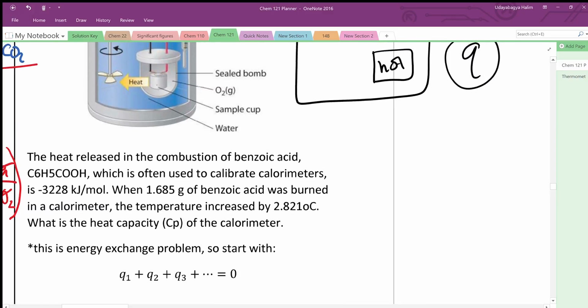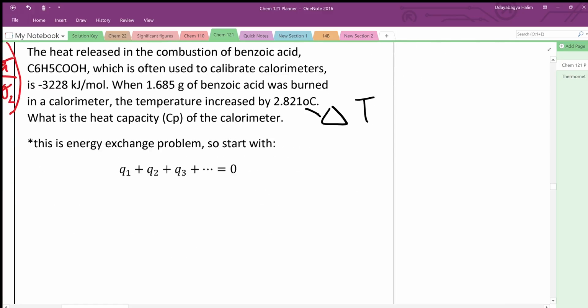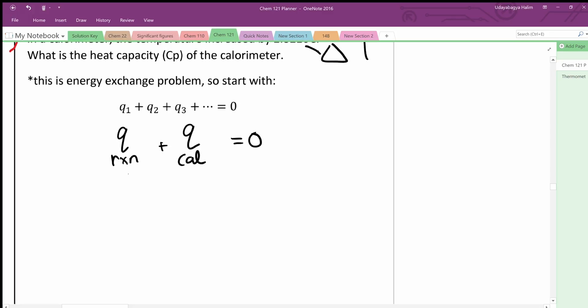The thing that we burn is 1.685 grams of benzoic acid, and I know that the delta H of reaction is this much, and I also know the change in temperature to be 2.821 degrees Celsius. So it's really the same problem of heat exchange. You have a hot object exchanging heat with the cold one. So what we have is Q of the reaction plus Q of the calorimeter, the sum of which equals 0. Q of reaction is the negative Q of the calorimeter.